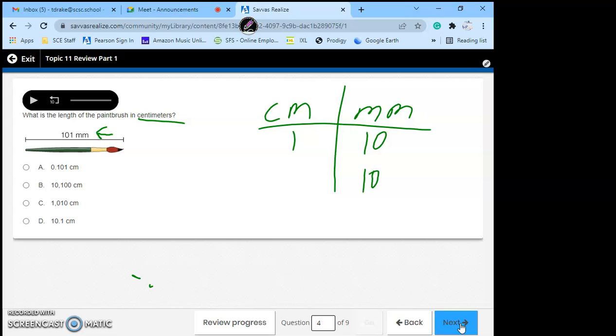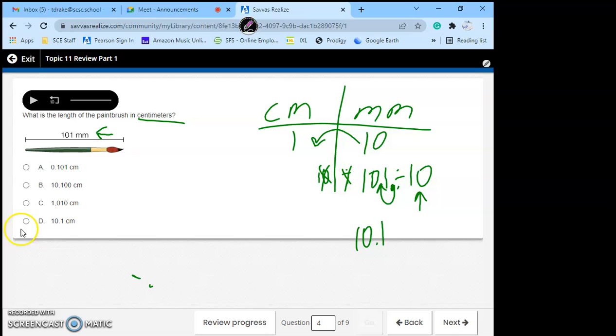I have 101. How do I get from 10 to 1? I divide it by 10. How do I divide 101 by 10 easily? Well, 10 is a power of 10. So I can unhide my decimal, and I can move it back 1 spot because division makes it smaller. So my answer is going to be 10.1 centimeters.